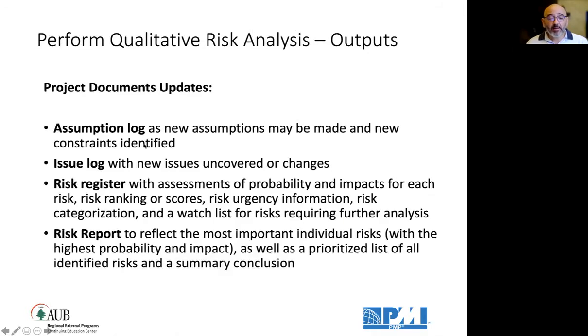بيطلع updates على documents like the assumption logs, because new assumptions were made for new constraints or risks. Updates على issue log, update على risk register now with the risk ranking or the score, the urgency category, okay, and it will be sorted by high, medium, low. بيطلع risk report to reflect the most important individual risks with the highest probability and impact, with summary and conclusion and recommendation for the team.